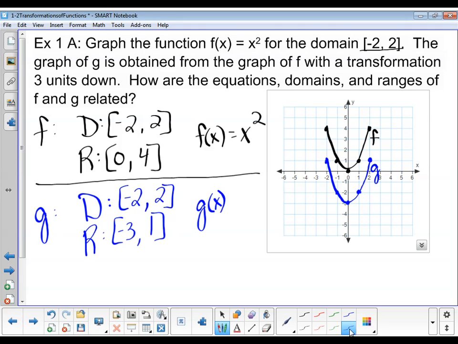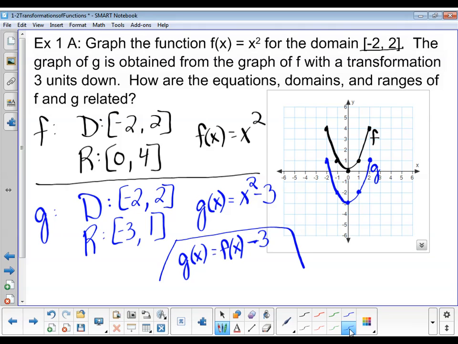Now I have to think about the equation. We kept the same x values, but every y that I got back was 3 less than the y's of f. So to find the equation of g, I'm going to take the equation of f, which was x squared, and I'm going to subtract 3 from that. So it's x squared minus 3. It's the same thing as saying that to get the function of g, we're taking the function values that we get for f, and we are subtracting 3 from those. Same exact thing.